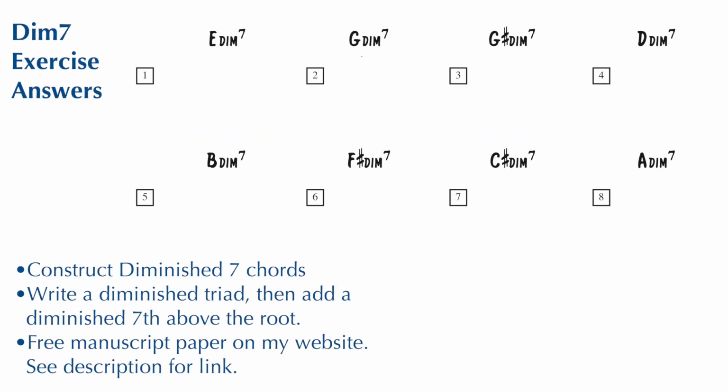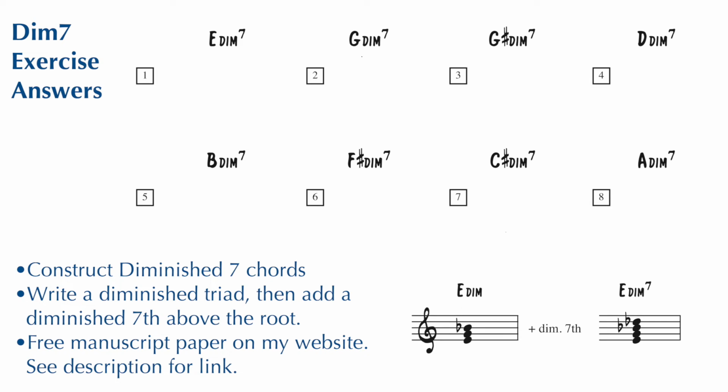Number 1, E diminished 7. First, write an E diminished triad. That's going to be E, G, B flat. Then we add a diminished 7 above the root. The root is E. A minor 7 would be D. A diminished 7 is going to be D flat. So we have E, G, B flat, and D flat.